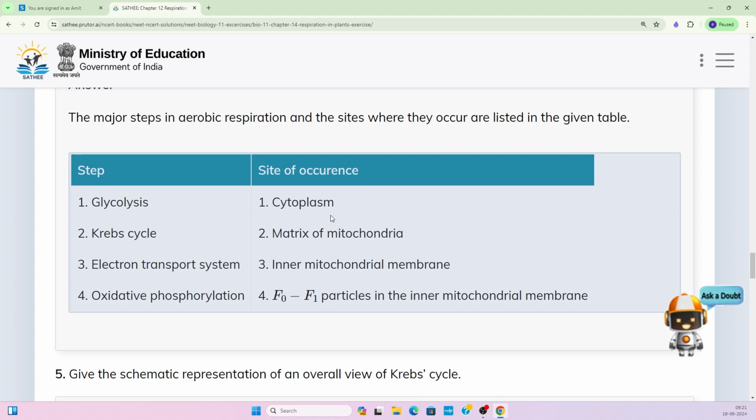Oxidative phosphorylation, very, very important. F0 and F1 particles in the inner mitochondrial membrane are used for the synthesis of ATP molecules, and that is why it is called oxidative phosphorylation. So again, glycolysis occurs in the cytoplasm, the Krebs cycle in the matrix of mitochondria, the electron transport system in the inner mitochondrial membrane, and oxidative phosphorylation at the site of the F1 particle, composed of F0 and F1, embedded in the inner mitochondrial membrane.